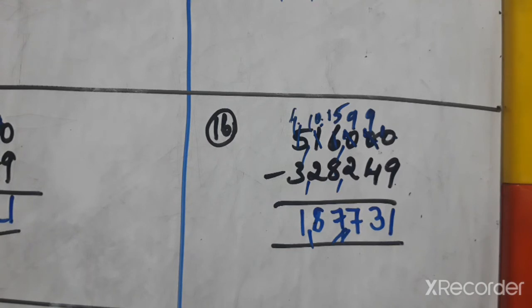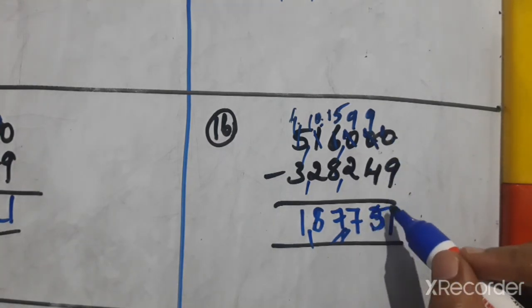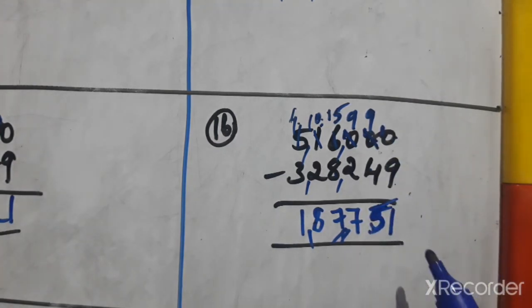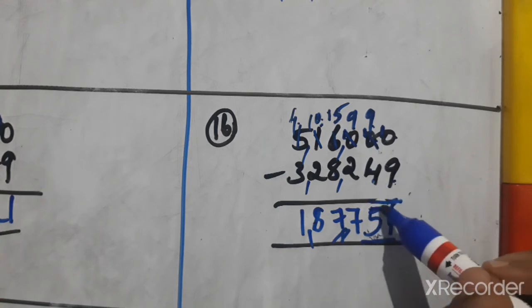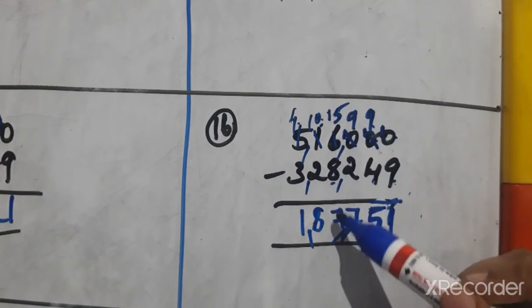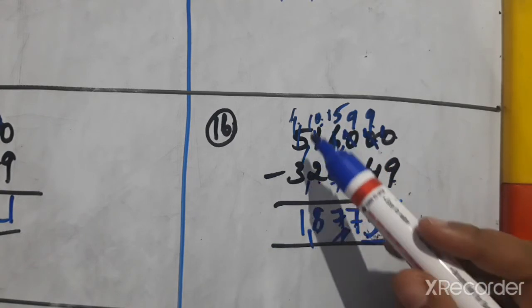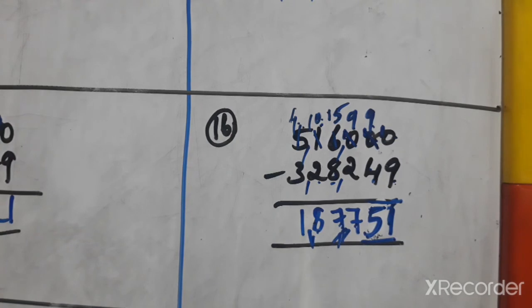1,87,731. Sorry, here 9 minus 4 is 5, not 3. So answer is, okay, 10 minus 9 is 1, and 9 minus 4 is 5, sorry, this is 5, and 9 minus 2 is 7, 15 minus 8 is 7, 10 minus 2 is 8, and 4 minus 3 is 1. 1,87,751.